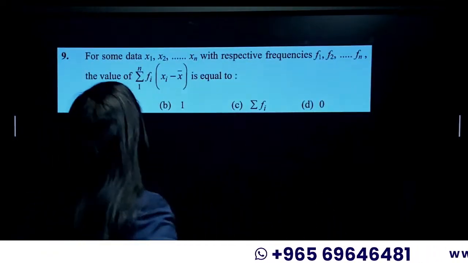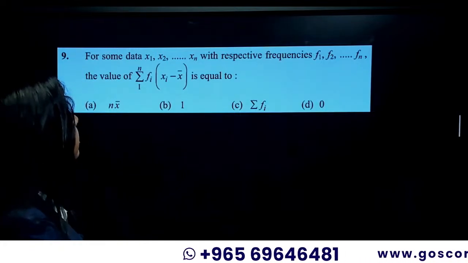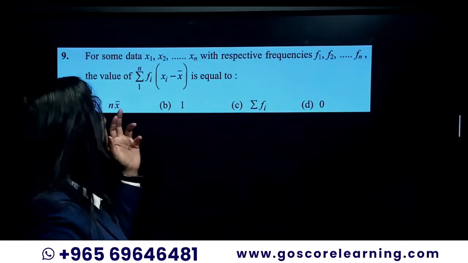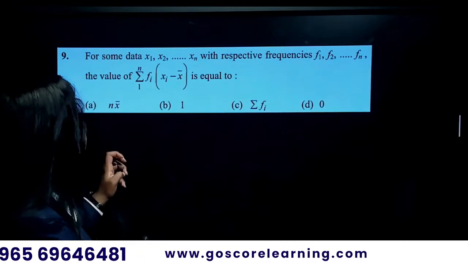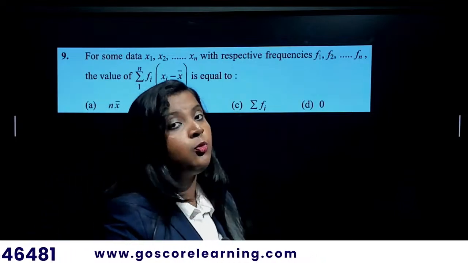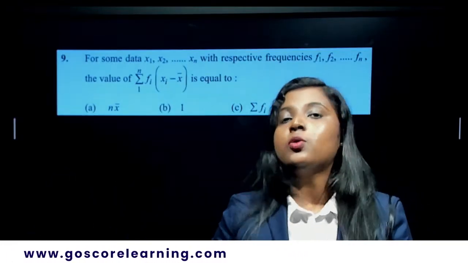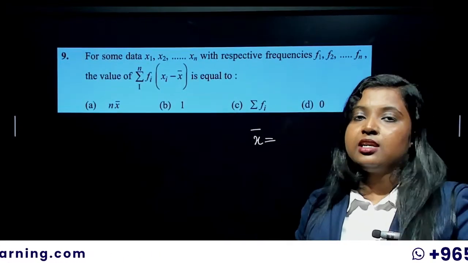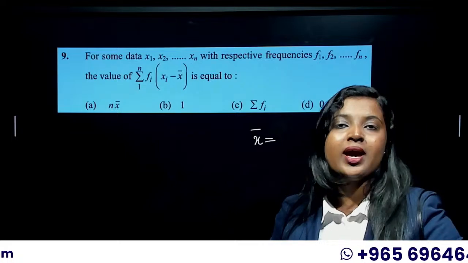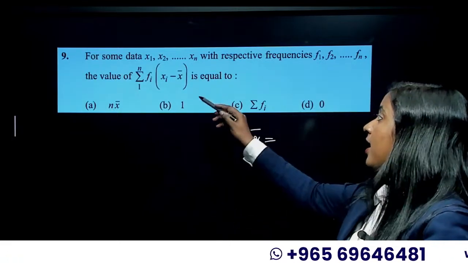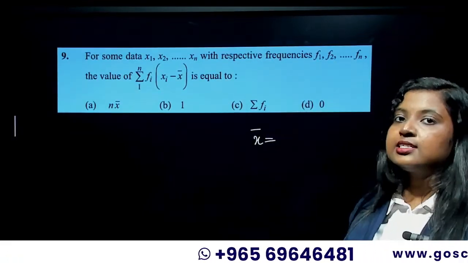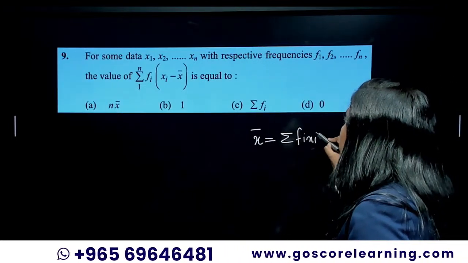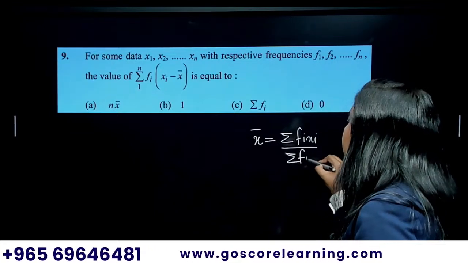Now the next one is, for some data with the respective frequencies, the value of sigma i equal to 1 to n fi into xi minus x bar is equal to what? That is what we are supposed to find. So what is x bar? X bar is the mean. How will you find the mean if the frequency and the data are given? You have the fi values and the xi values, so sigma fi xi by sigma fi. That is how you find x bar, right?